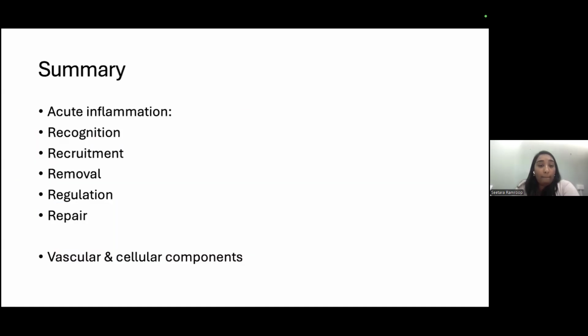Right, so just in summary, generally speaking, with acute inflammation, there is recognition, recruitment, removal, regulation, and repair. And it is composed of vascular and cellular components to help initiate repair and healing.